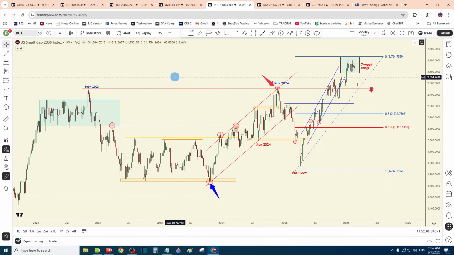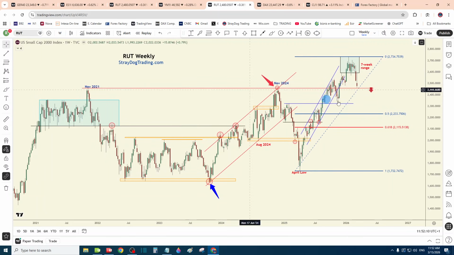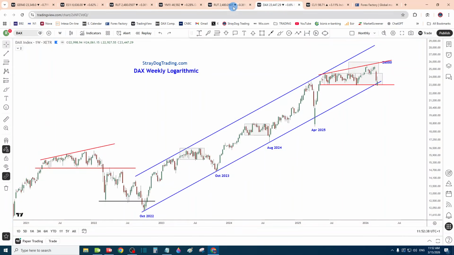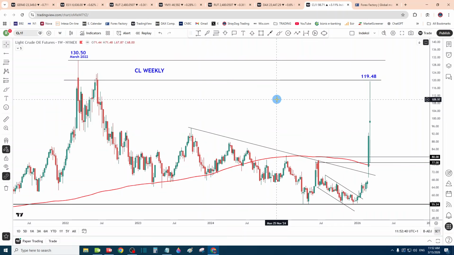This is a Russell weekly, and you can see that the price tagged the November 2024 high, which was what? Just an upthrust above the November 2021. So that's why here is the breakdown point. Then if they go down, you could observe these previous levels together with Fib retraces. So that would be here in the bigger picture of all of these indices.